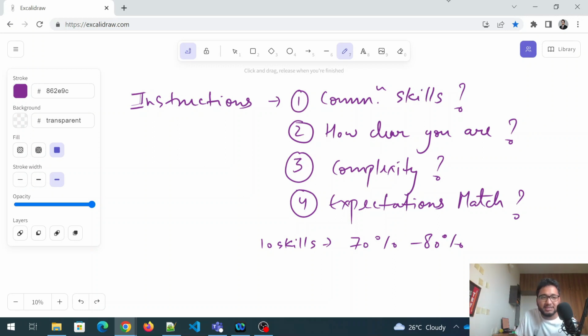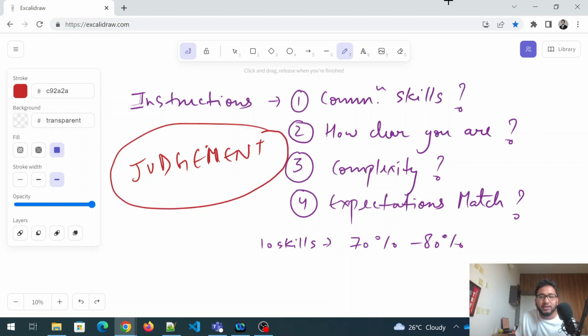So these are the 4 things that you will be judged upon. I'll mark this in red. This is the judging part. Judgment. If I take an interview for someone, I'll judge on these 4 things basically. Okay, so the next part, let's take an example so that you can understand it.